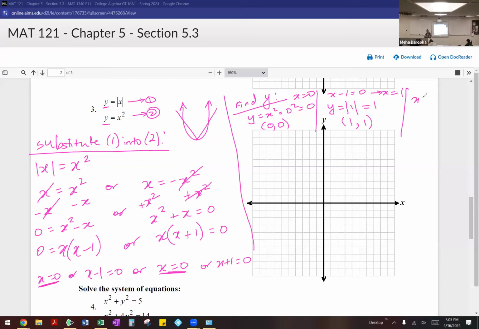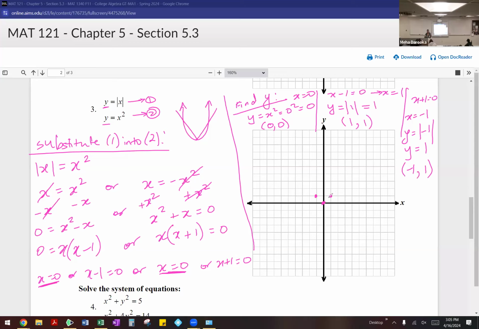And then the last one was x plus 1 is equal to 0, which means your x value is negative 1. Same thing, I'm just going to put it in the absolute value function, which will give us a positive 1. So you end up with the ordered pair negative 1, 1. So the three places where these graphs are meeting are 0, 0, negative 1, positive 1, and positive 1, positive 1.